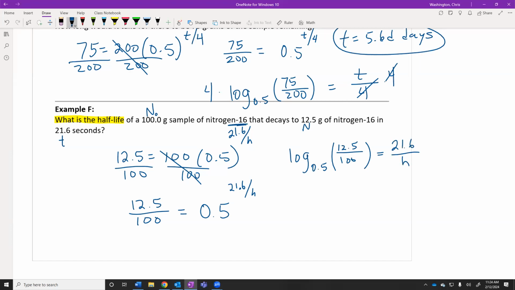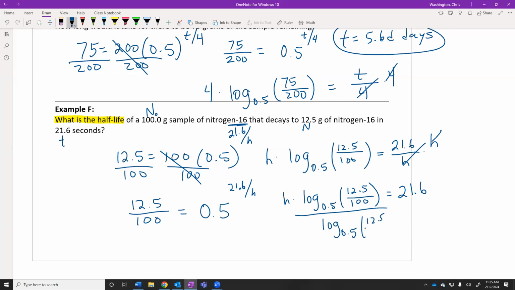In order to solve for H here, we would multiply by H on both sides. We get H times the log, all of this stuff, is going to be equal to the time, 21.6. And then to get H by itself, we can actually divide all of this by the log. And then the log is going to cancel out on the left. And then we can type the right side in our calculator to solve for the half-life.